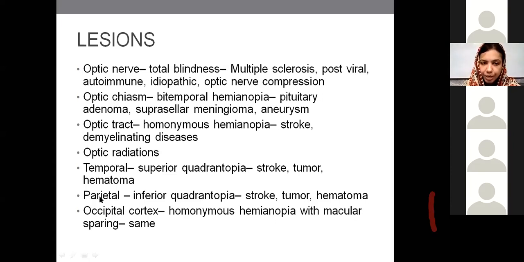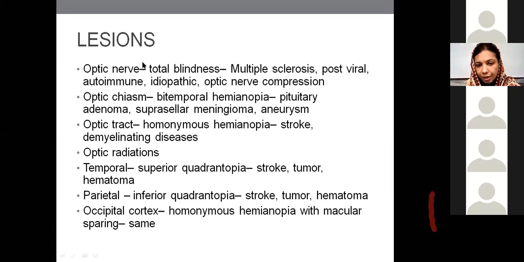I would repeat, when we are talking about the optic nerve, it's resulting in total blindness. When you are talking about the optic chiasm, then it's a bitemporal hemianopia. Optic tract is the homonymous hemianopia. Temporal optic radiation, superior quadrantanopia, and parietal, inferior quadrantanopia. Occipital cortex, homonymous hemianopia with macular sparing.